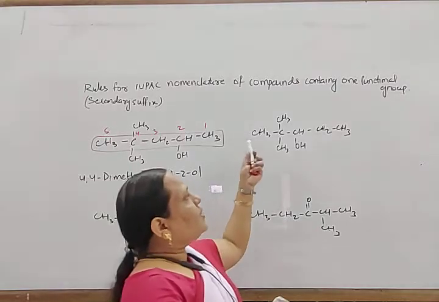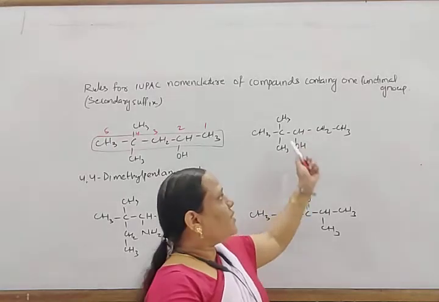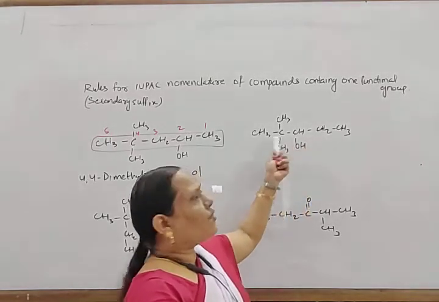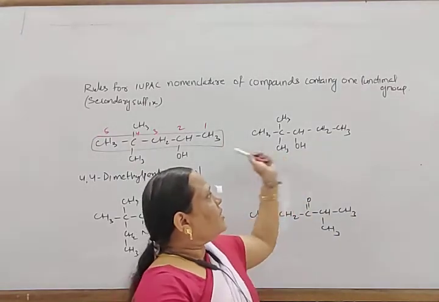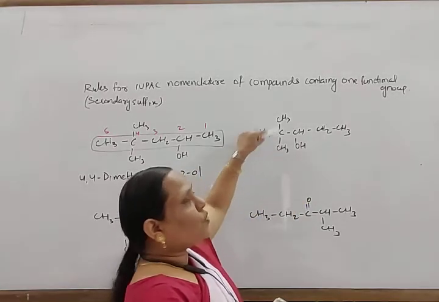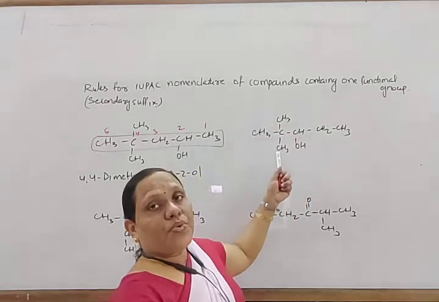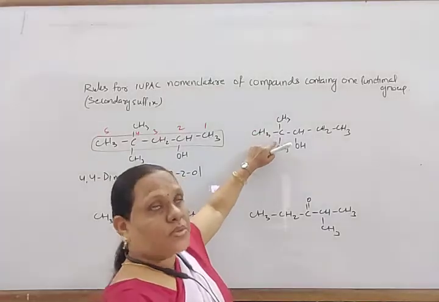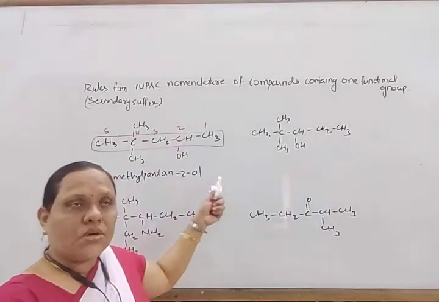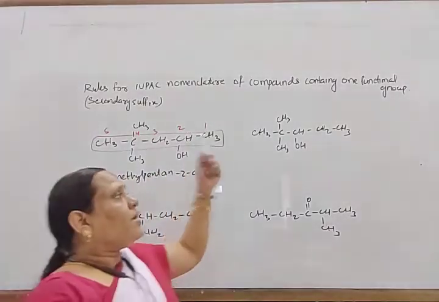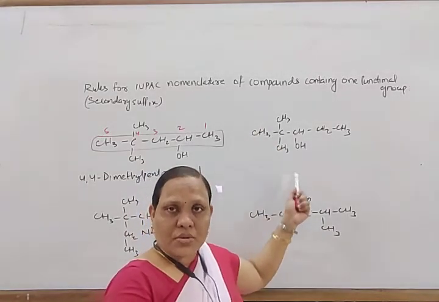Next come to this one. Here the OH functional group is at position 3. Counting from this side is 1, 2, 3, 4, 5, and from the other side also 5. But if you count from this side, the 2 methyl groups are at position 2, and from the other side they are at position 4. More importance should be given to the functional group. The functional group should get the lowest position, and the substituent may get the higher position. If the functional group position is the same from both sides, then give the lowest position to the alkyl groups or substituents.